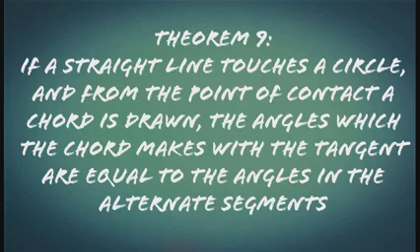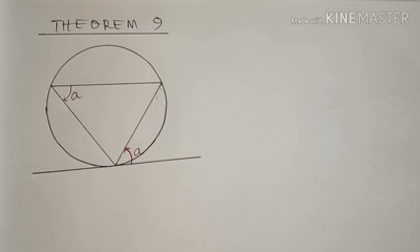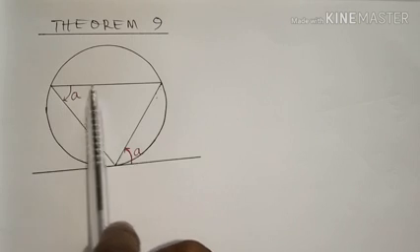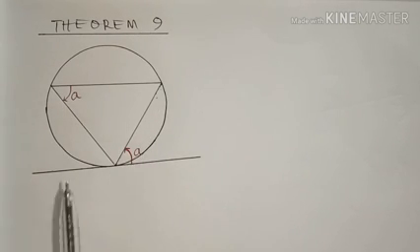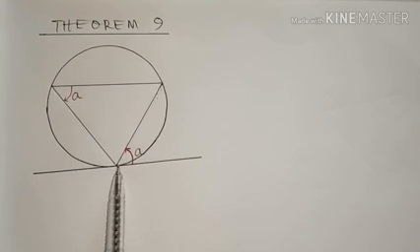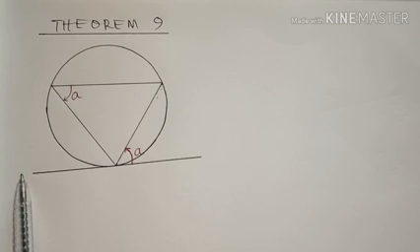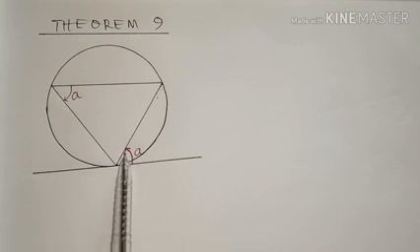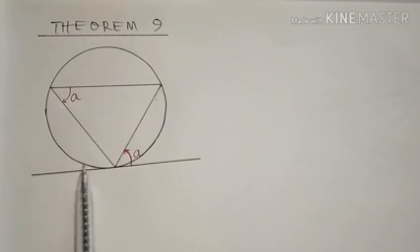Theorem 9. If a straight line touches the circle, and from the point of contact a chord is drawn, the angles which the chord makes with the tangent are equal to the angles in the alternate segments. How do we recognize this theorem? There's going to be a triangle inside the circle, and the vertices of the triangle will touch the circumference of the circle. Then you have a tangent. So this is definitely a chord, and you have a tangent here.